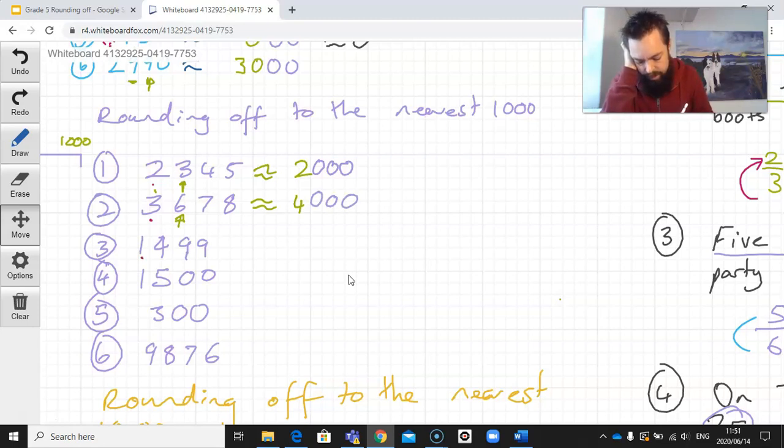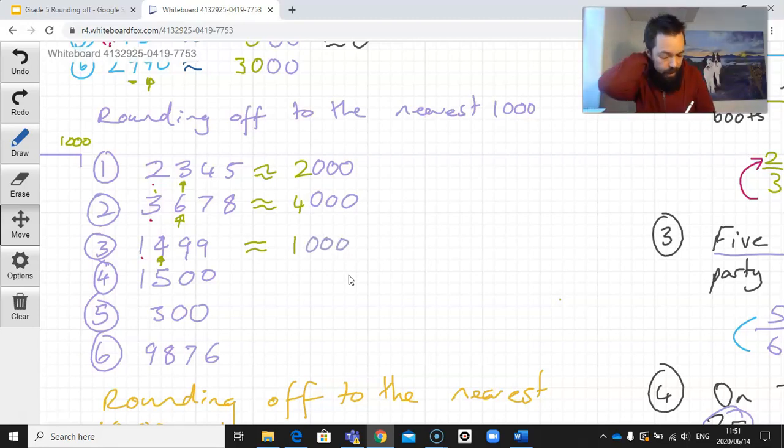Looking to the next one, thousands column. Look across at my hundreds. It's going to go down because it's 4 or lower, so the thousands column stays the same, and everything else is 0.